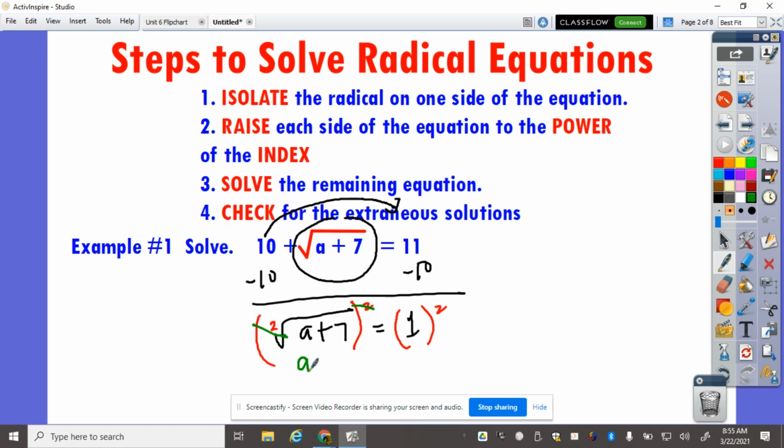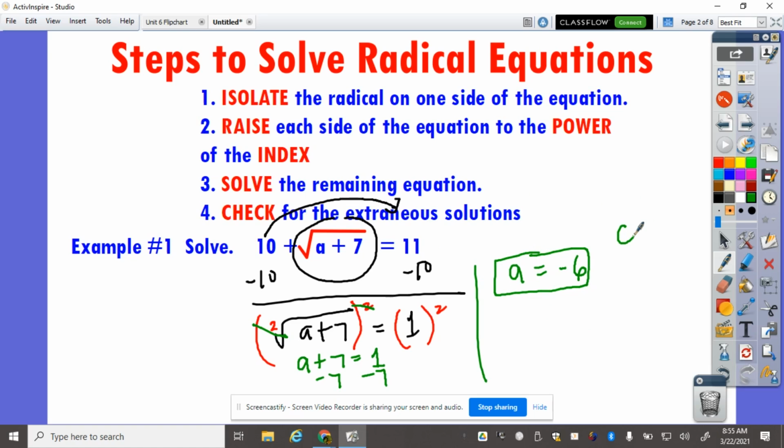So in this case, it will be just a plus 7. What's 1 squared? 1 squared is just 1. Then solve the remaining equation. So minus 7 here, minus 7 there. That will give us a equals 1 minus 7, which is negative 6. And that's our solution.